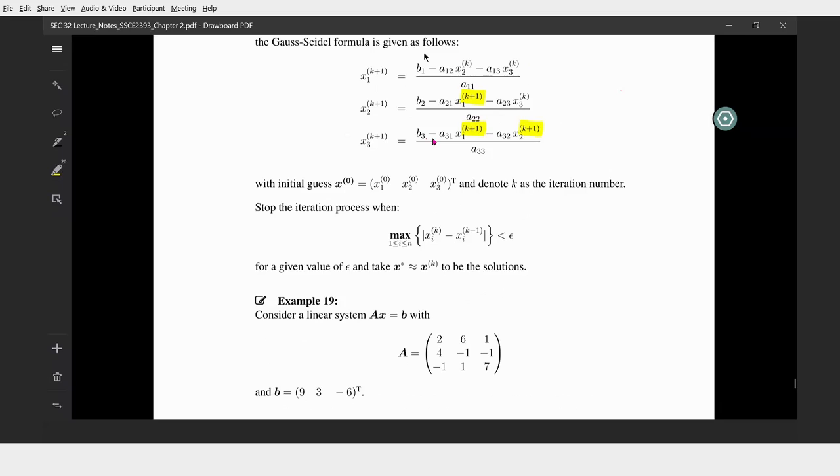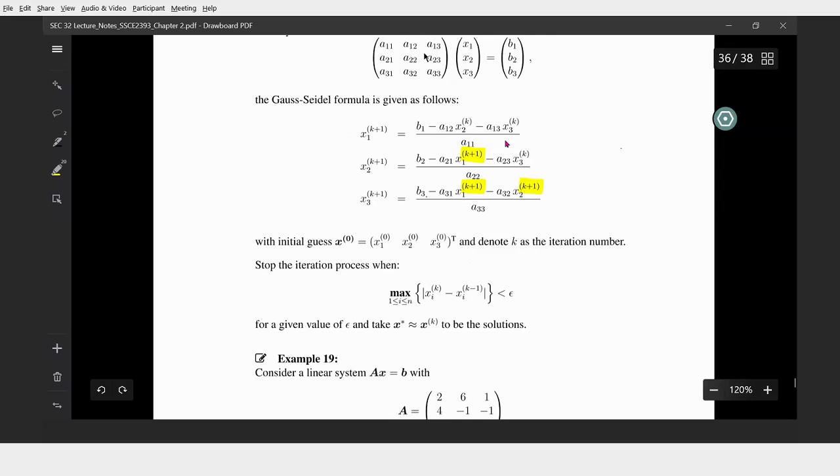For the formula, normally the mark is 2: 1 for the method, and another one for the correct equation. So if you give the general one like this, 0 for that part. If you give the correct coefficients, you put the correct values of B1, B2, B3, all the elements, all the coefficients of your X, correct, but without the iteration notation.